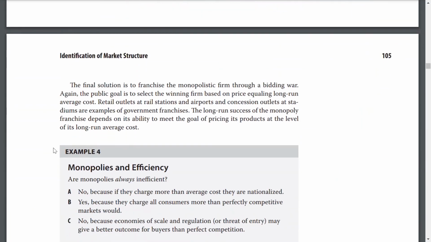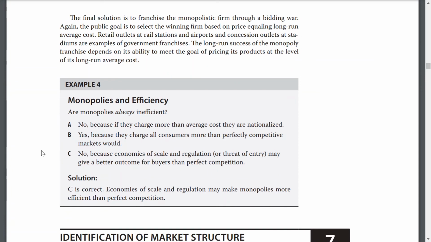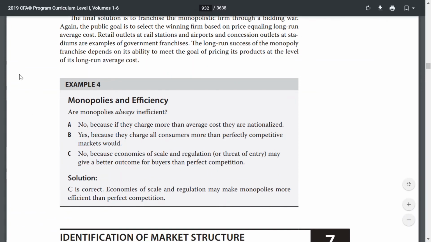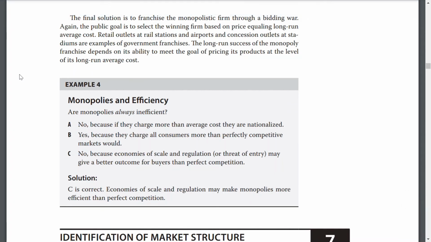The final solution is to franchise the monopolistic firm through a bidding war. Again, the public goal is to select the winning firm based on the price equaling long-run average cost. Retail outlets at rail stations and airports, and concession outlets at stadiums, are examples of government franchises. The long-run success of the monopoly franchise depends on its ability to meet the goal of pricing products at a level equal to its long-run average cost.